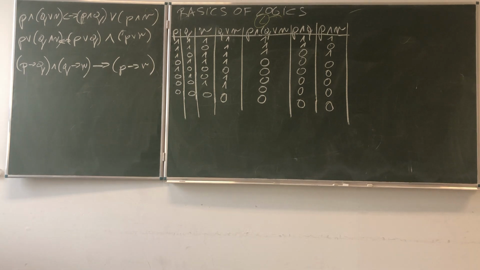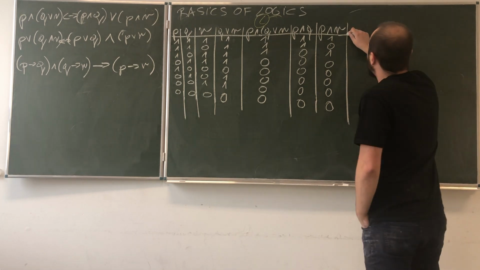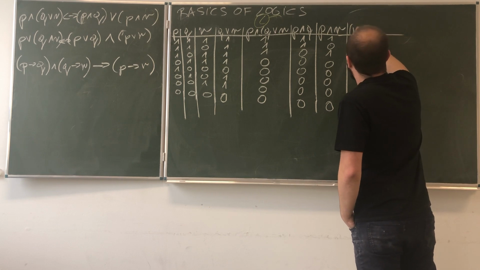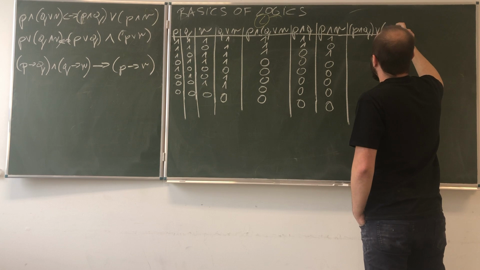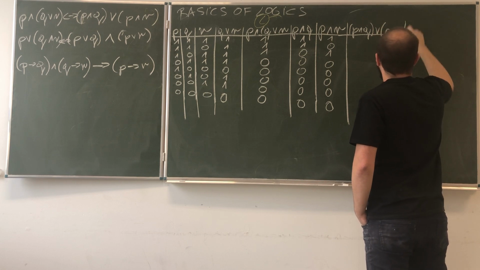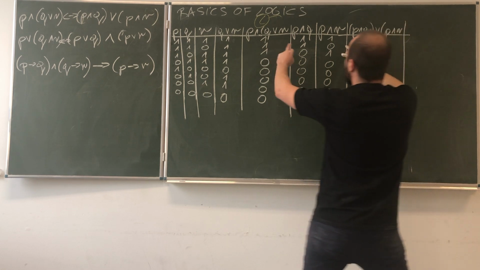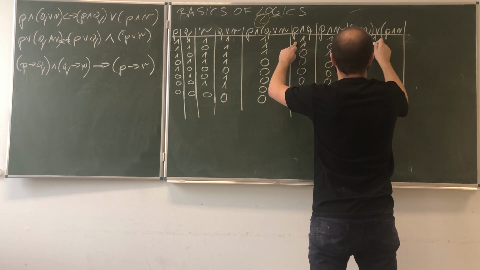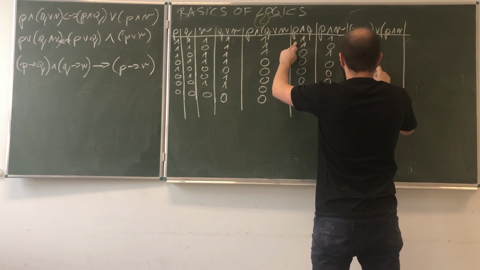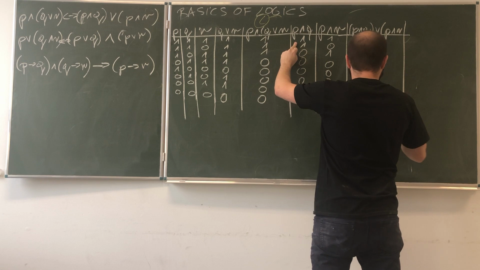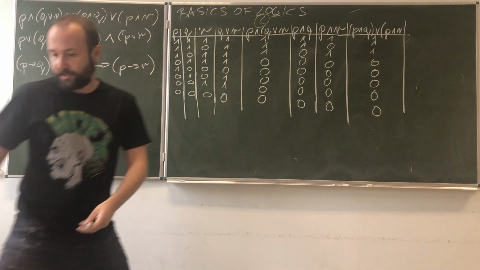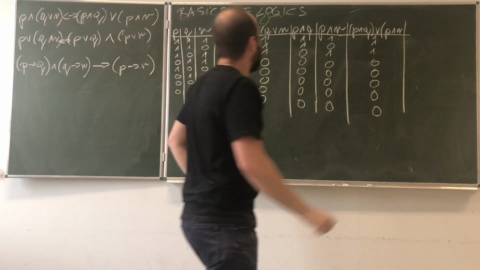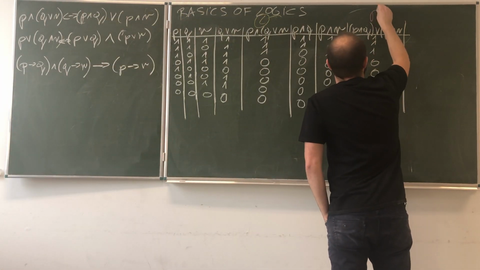And now I need to make an alternative out of those two. So here I will have P and Q, or P and R. And now I just look at those two columns. So I've got 1, 1, 1, 0, 0, 0, 0, 0. And now we can call this the right-hand side.